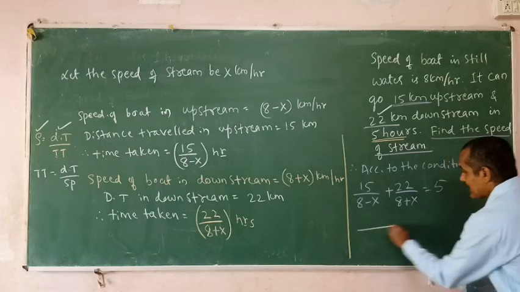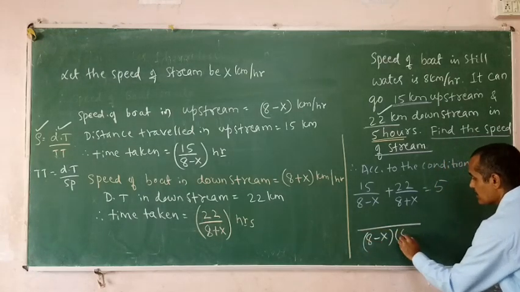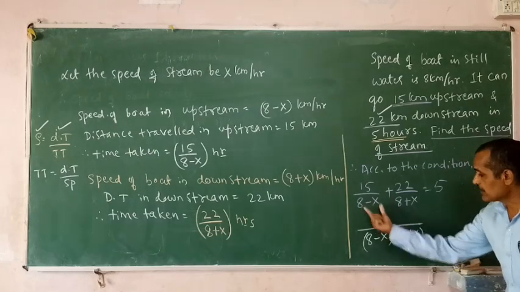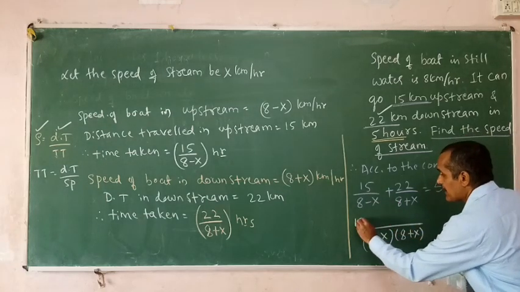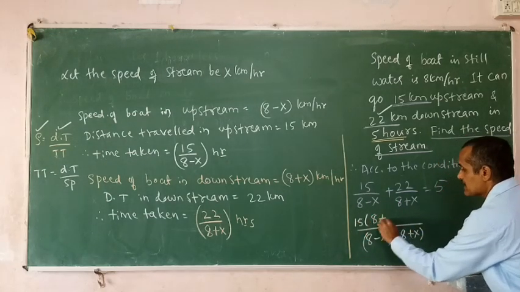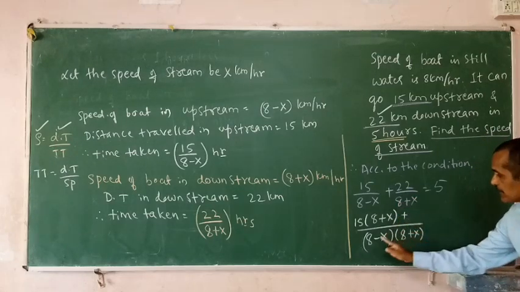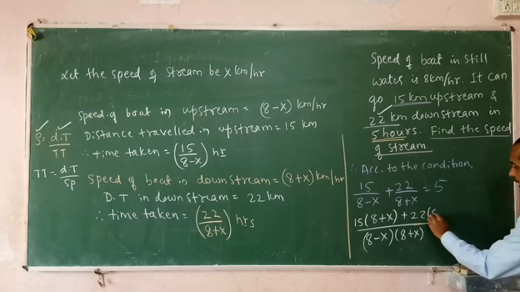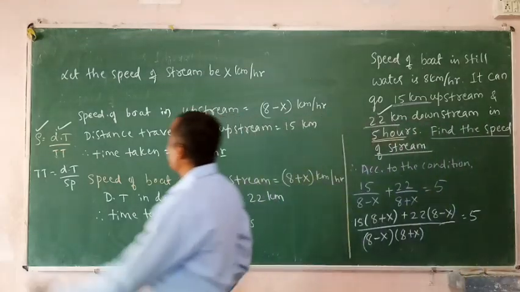Come on, take the LCM. 8 minus x into 8 plus x. These two are same, with this you multiply here: 15 into 8 plus x, plus. These two are same, with this you multiply here: 22 into 8 minus x is equal to 5.